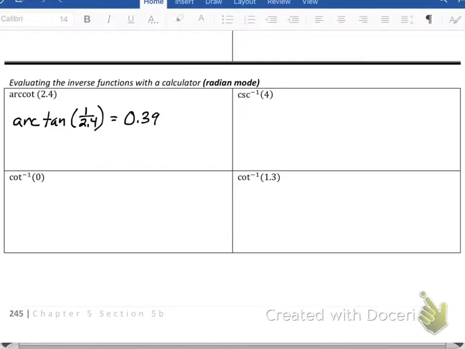Yeah? So you could also do the inverse of tangent, like tangent to the negative first power. That's the same exact thing. Arctangent is the same button as tangent to the negative 1, of 1 over 2.4. These are both exactly the same, because arctangent is just another way to write this. And the reason why they did that is more speculation than anything else.